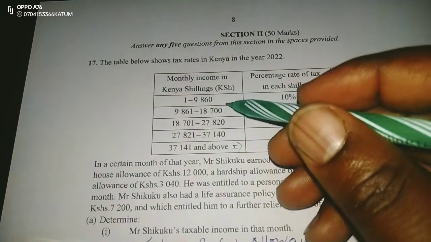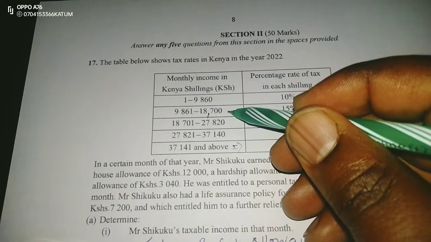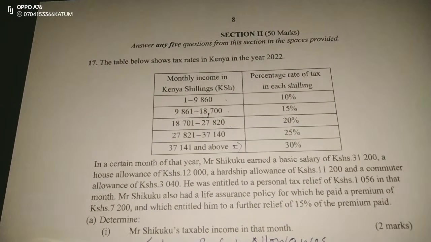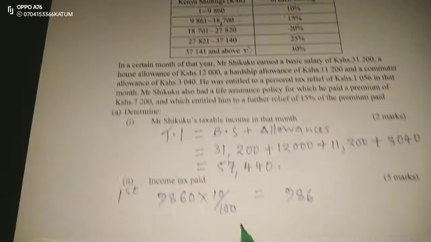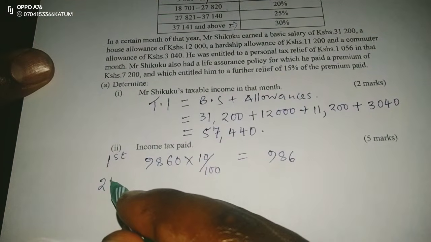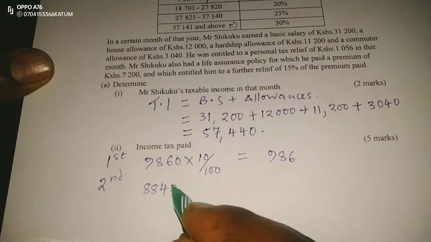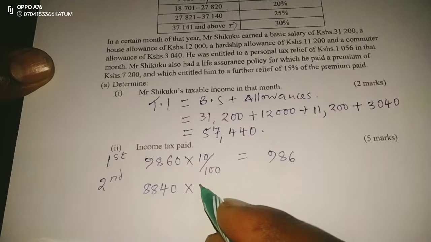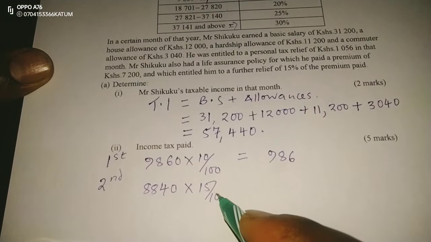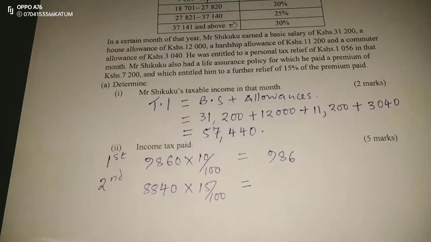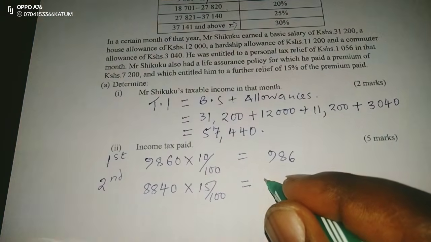Then in the second bracket, we're going to take 18,700 and we subtract the value just above, 9,860. This is going to give us 8,840. So 8,840 lies in the second bracket, at the rate of 15 percent. This is going to give us a tax of 1,326 Kenya shillings.